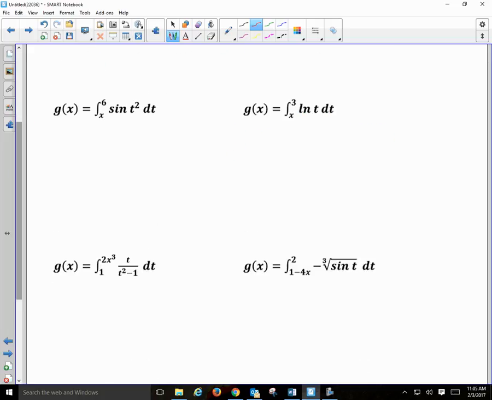So now, what do you notice is different about this problem? x is on the bottom. Part of the fundamental theorem of calculus is that we integrate from left to right. And if you switch it around, it becomes negative. So we're going to switch this. We're going to say g(x) is equal to, we're going to rewrite it, the integral from 6 to x of negative sine of t squared dt.